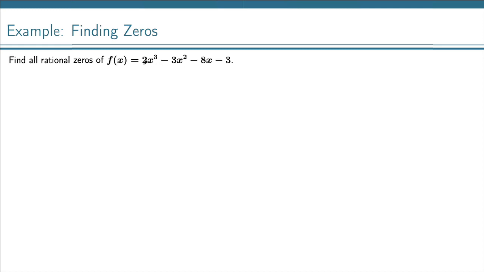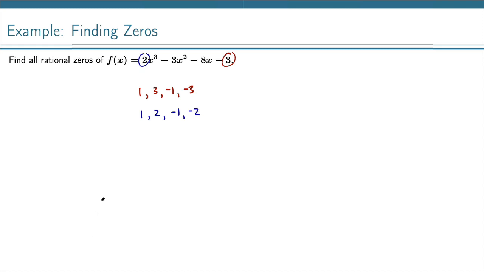Here we've got a polynomial with integer coefficients. We look at the factors of the constant term and the factors of the leading coefficient. Now for this one, the factors are very, very easy. The only factors of 3 are 1 and 3, -1 and -3. We're just looking at the integer factors of the constant term. We also look at the integer factors of the leading coefficient, which are 1, 2, -1, and -2.